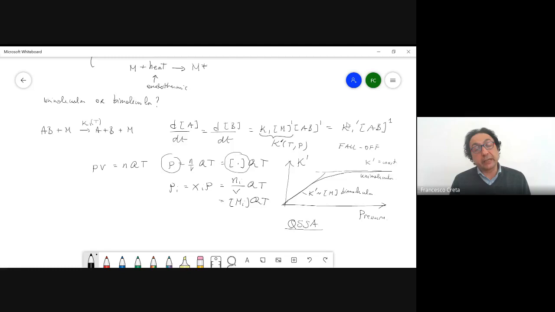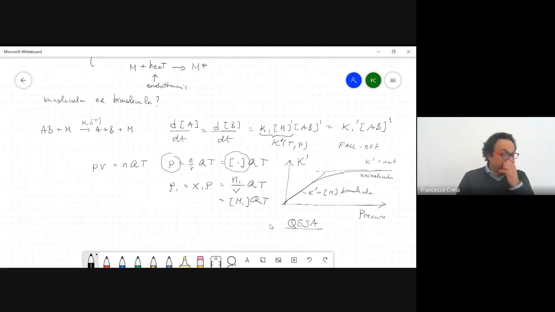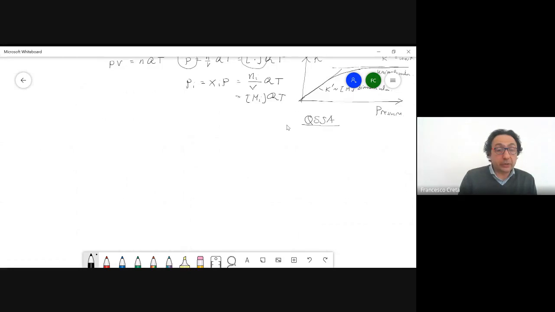in the previous case, if K prime is proportional to the concentration of M, then you can write it like this. 1 plus 1 is 2, so this is bimolecular. If, on the other hand, it behaves like a constant with pressure, then you can write it like this, with this being a constant with pressure, and therefore you can write it only with one exponent, so it's essentially a unimolecular behavior. The same thing can be done for recombination reactions.